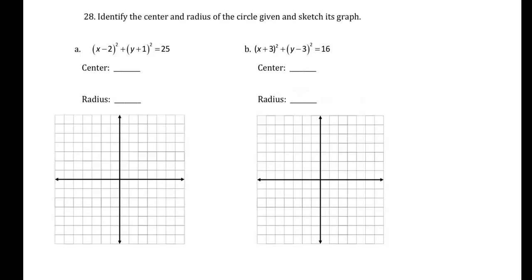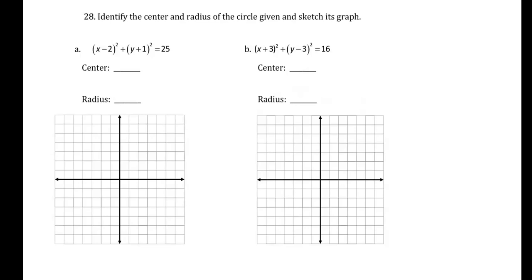So the h is the x value of the center, so that's going to be a 2. And the k is the y value, because it's a positive 1 and I need it to be a negative k, then that's going to be a negative 1. So that's my center. My radius is the square root of 25, which is 5. So I have those two values.